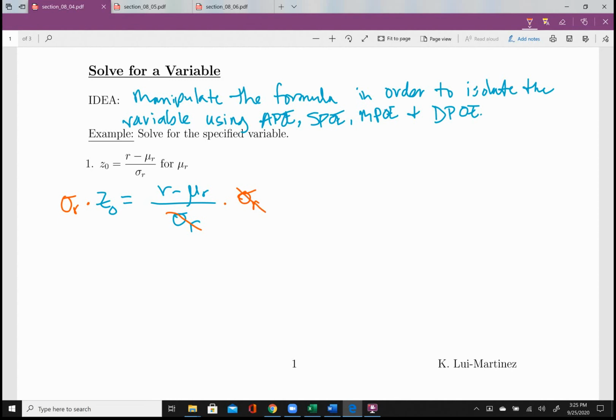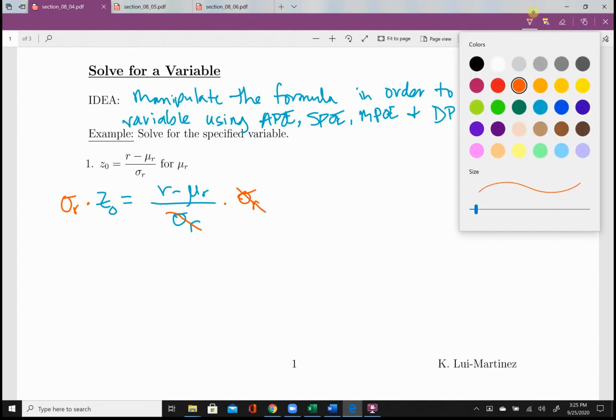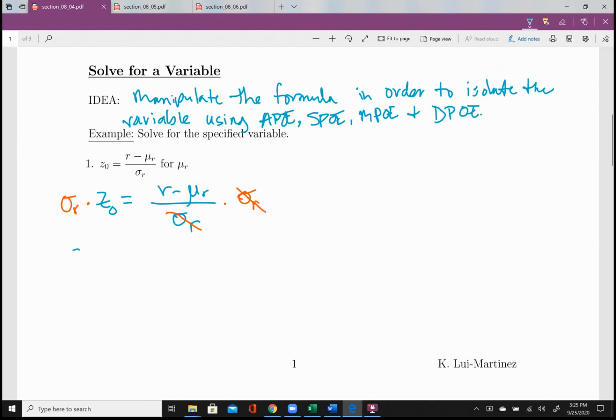Okay, and you could have sigma sub r and z sub 0 just sit next to each other at this point because they're just variables being multiplied, the implied operation being multiplication. So it can look like that on the right-hand side. And then we're left with r minus mu sub r. Okay, now we might want to subtract r from both sides, in which case it'll look like this.